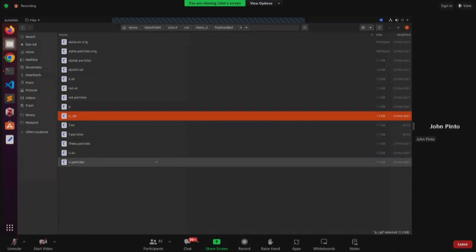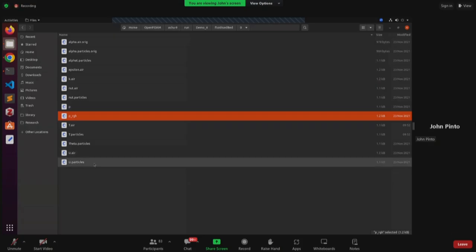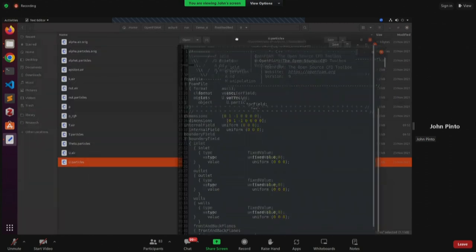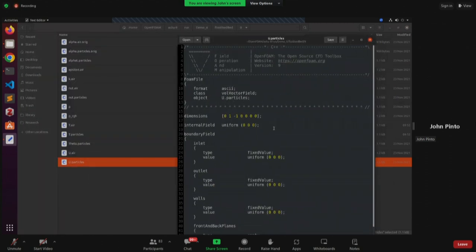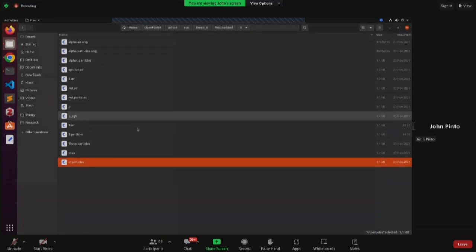So this is for our air and particles. Sorry, I discussed only for air. For the particles, internally we are initializing them to be 0. At the inlet, outlet and walls, we are giving 0. That means the particles will not cross the inlet or the outlet. They will only remain in the domain, and the walls have been given a no slip boundary condition. This is what has been imposed.